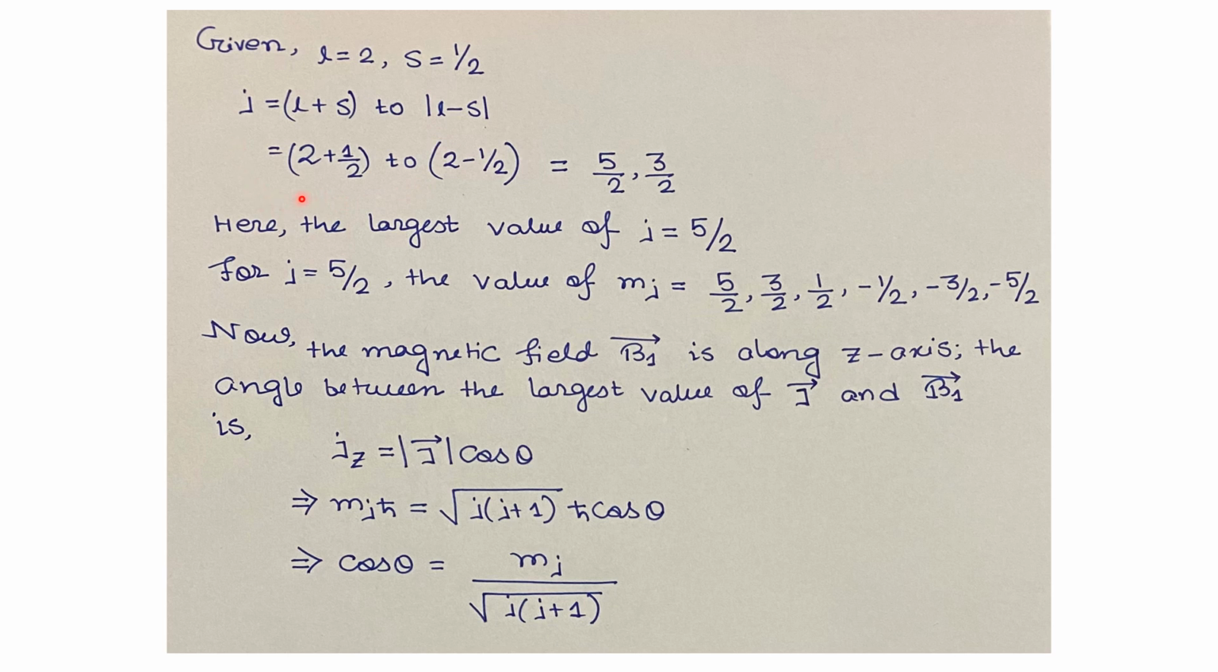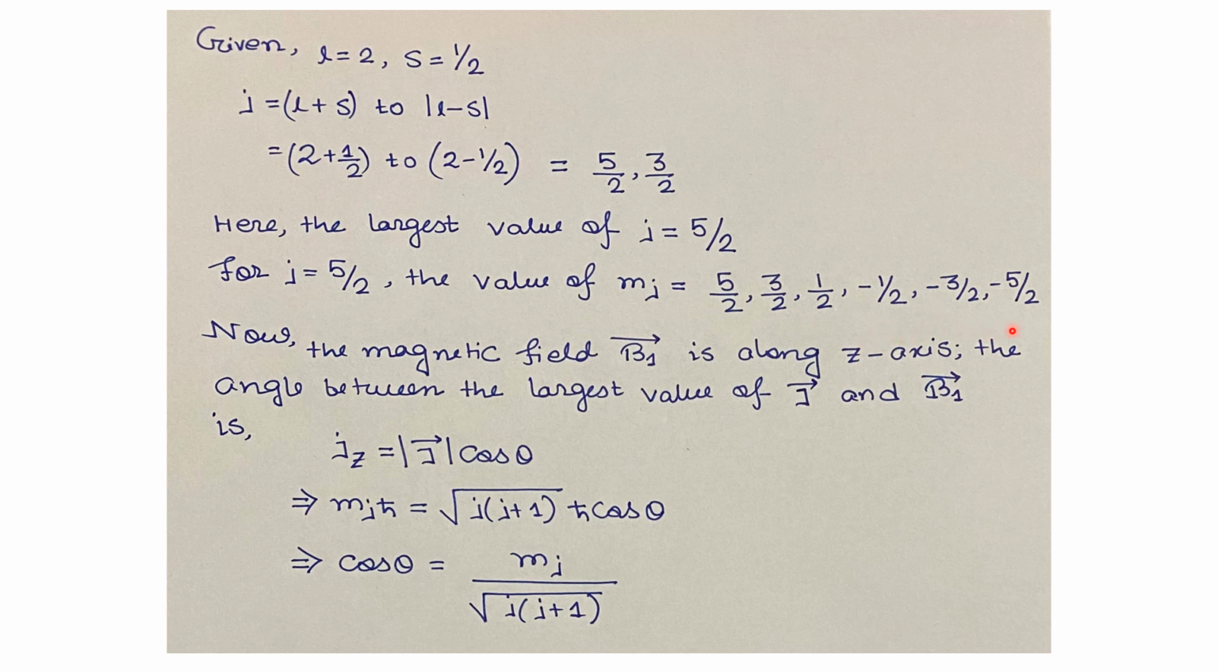So if we want to find the possible values of J, then it will be in the range of these two numbers, and the possible values of J will be 5 by 2, 3 by 2. Here the largest value of J equals 5 by 2. Now for J equals 5 by 2, the possible eigenvalues of Z component of J, that is Jz, will be Mj from minus J to plus J. So it will be 5 by 2, 3 by 2, half, minus half, minus 3 by 2, minus 5 by 2.